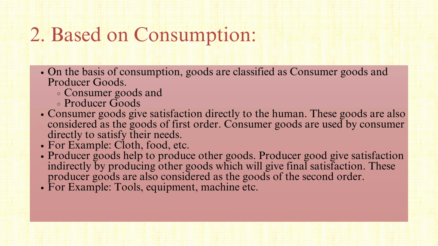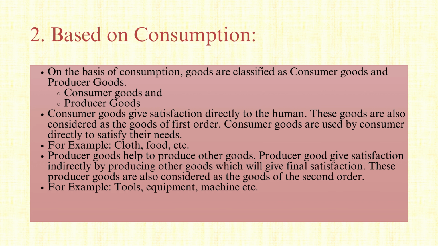Let's move on to another way of classifying goods, based on consumption. We have consumer goods and producer goods. Consumer goods are those that give direct satisfaction to people. These are things we use every day, like food, clothes, and shelter. For example, when you eat a plate of dal bhat, the dal and rice are consumer goods because they directly satisfy your hunger.